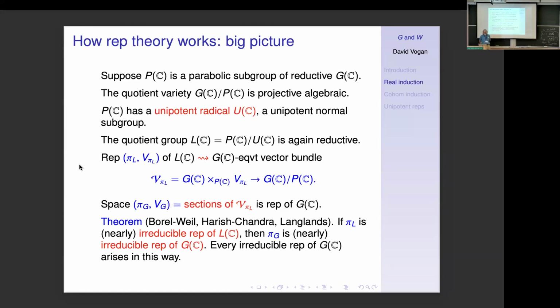There's the theorem that if you start with an irreducible representation on the Levi and form this equivariant vector bundle, take the space of global sections, then the space of global sections is almost an irreducible representation of the big group. And every irreducible representation of the big group arises in this way. So the "nearly" is, oh no, there's still a lot of room for difficulties there, but that's a nice theorem.